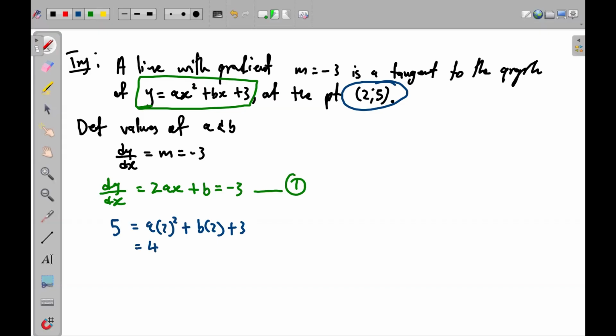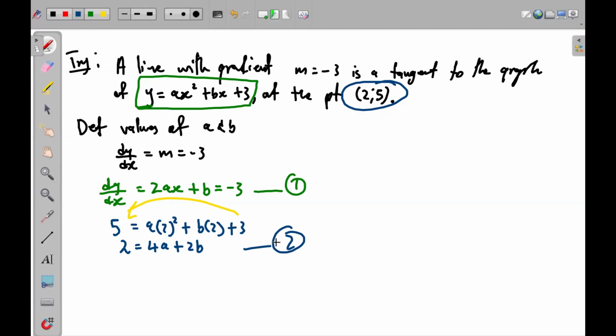So this is 4a plus 2b. Watch carefully now. This will be equal to 2. And I hope you see what happened there, because the 3 just went to the other side. So this is quite key to understand, all right? So now I've got two equations, two unknowns. That is good news because it means I can actually find these two unknowns because I have two equations, right?